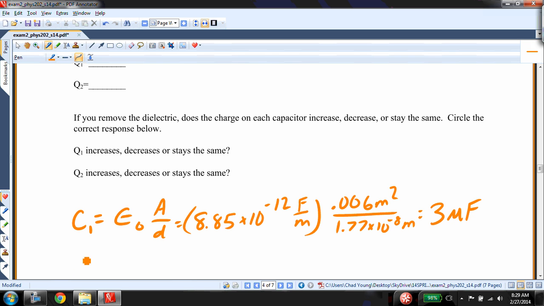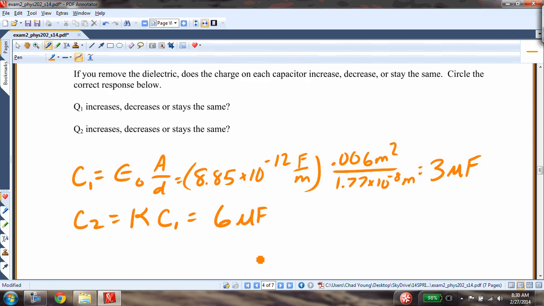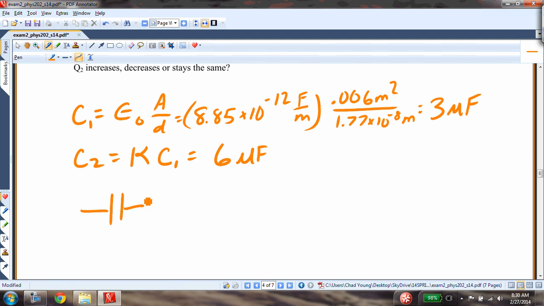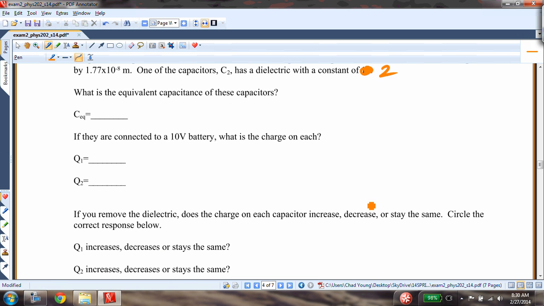And then if I want to know C2, it's just going to be kappa times all of that. So I'm just going to say kappa times C1 because it had the same dimensions. And so it's going to be 6 microfarads. And then I have those two in series. I have a 3 and a 6 microfarad to find the equivalent, 1 over 3 plus 1 over 6. Of course, that's equal to 2 microfarads. So that's the answer to the first question, 2 microfarads.